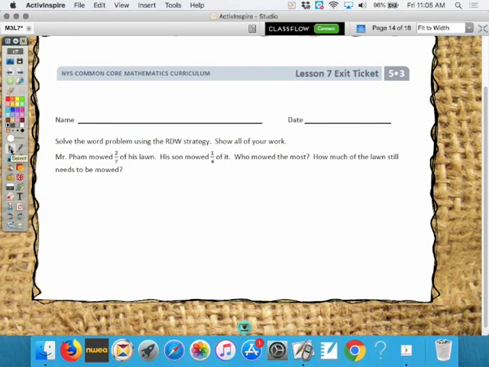Start with the exit ticket from lesson 7. The main reason I want to start with it is because I've seen some questions like this on Zern about mowing lawns and things. And so I think it's a good one to practice together. So let me read it.